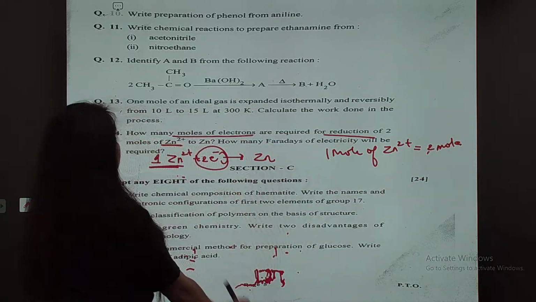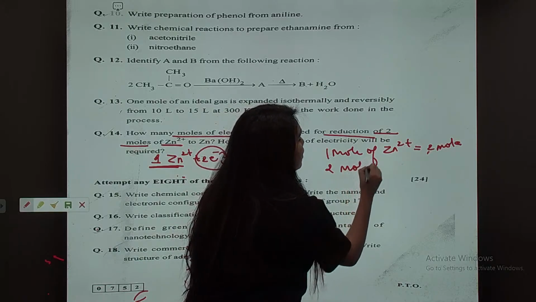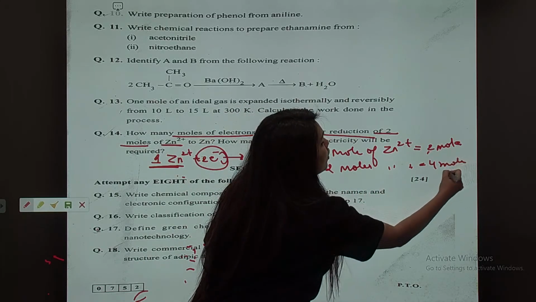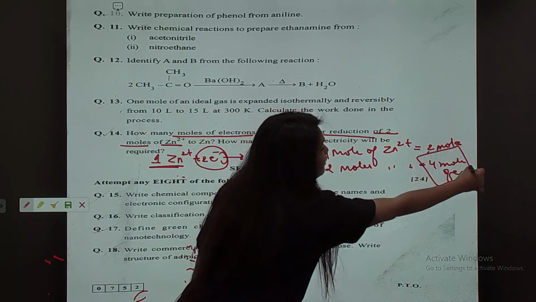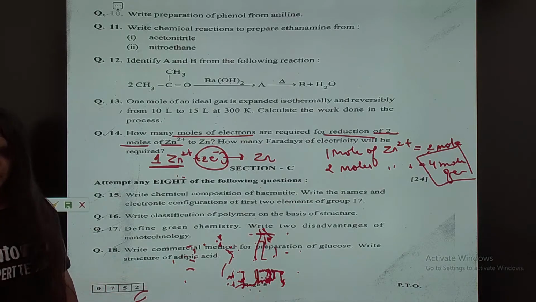So the question is asking for 2 moles of Zn2+, which means that 2 moles of Zn2+ will require definitely 4 moles of electrons. So the number of electrons required will be 4 moles. That's the first part of the question.